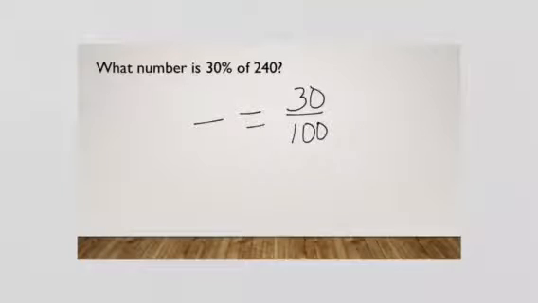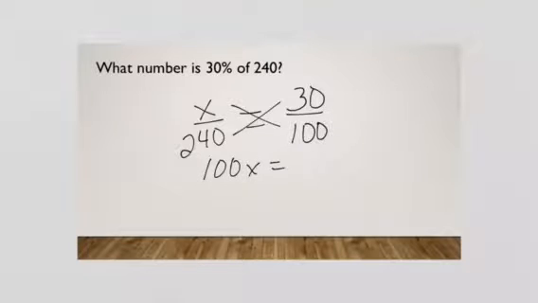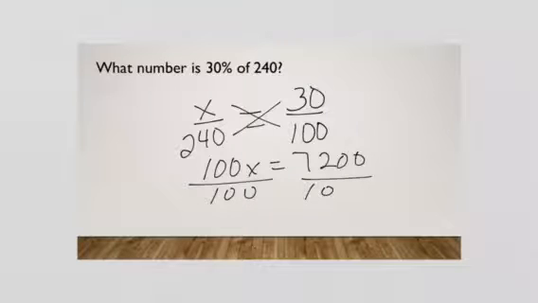Now let's go to the left side. We're trying to figure out what number is 30% of 240. So what number is 30% of 240? Well, we'll do our cross multiplying. We get 100x equals, and we have to do 240 times 30. That's 7,200. Divided by 100, divided by 100, x equals 72. So 72 is 30% of 240.